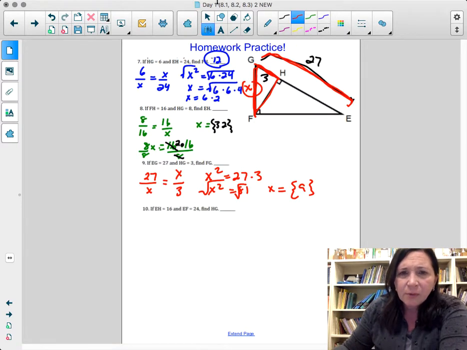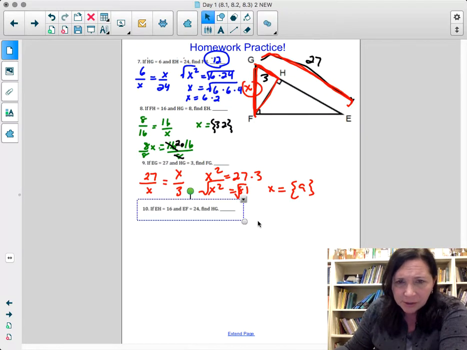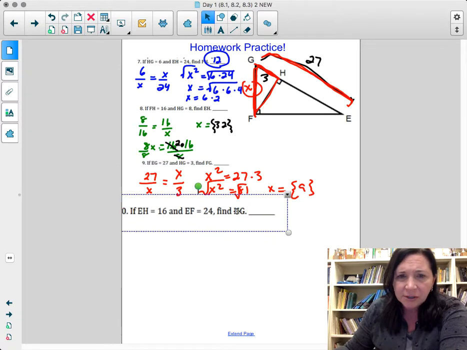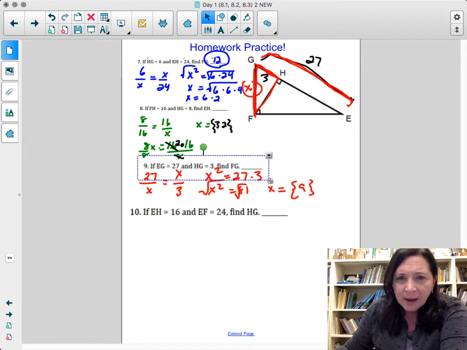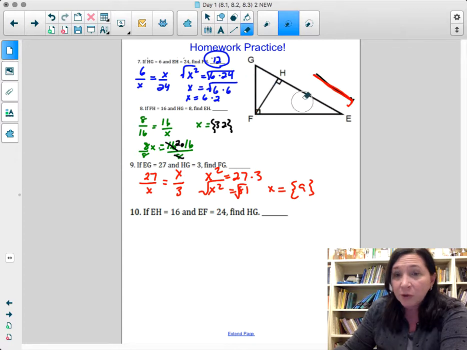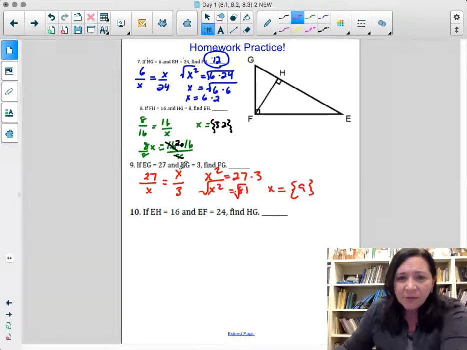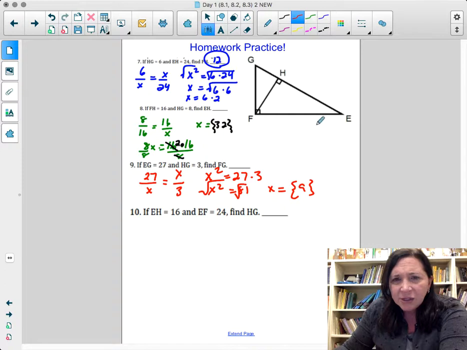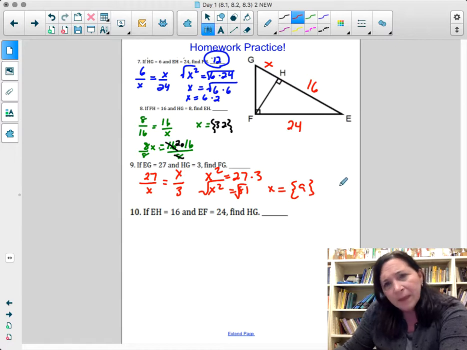And then the last one, this one's a little bit small. I'm going to actually try to make that a little bit larger for you. Sorry about that. So you can see those. This one says if EH, oh, I need to erase this real quick. Start over. That's why you use pencil, so you can do that. So the next one says if EH is 16 and EF, where's EF, is 24, find HG. So that's this value here.